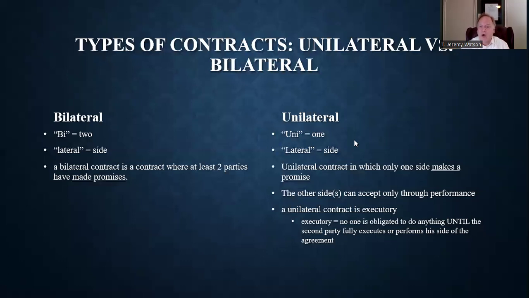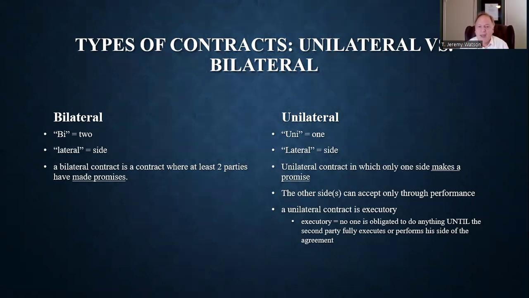So, okay, I get that, but then what is a unilateral contract? If bi means two, uni just means one, right? A unicycle has one wheel, a bicycle has two. A uniform, there's one form. Everybody wears the same uniform. Lateral still means side. So unilateral just means one-sided. So a unilateral contract is a contract in which only one side makes a promise, okay? Only one side makes a promise. The other side can accept only through performance, not by offering a promise.